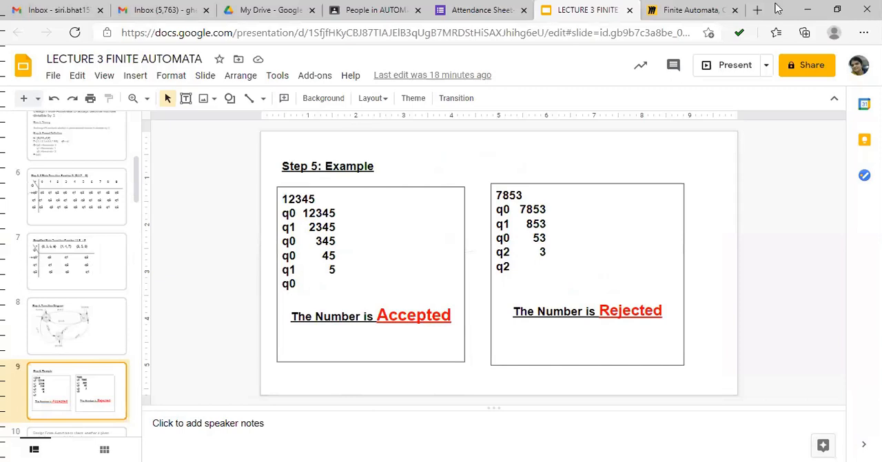I hope this example is clear. If you have any doubt, let me know. Till then, I'll give you the attendance.